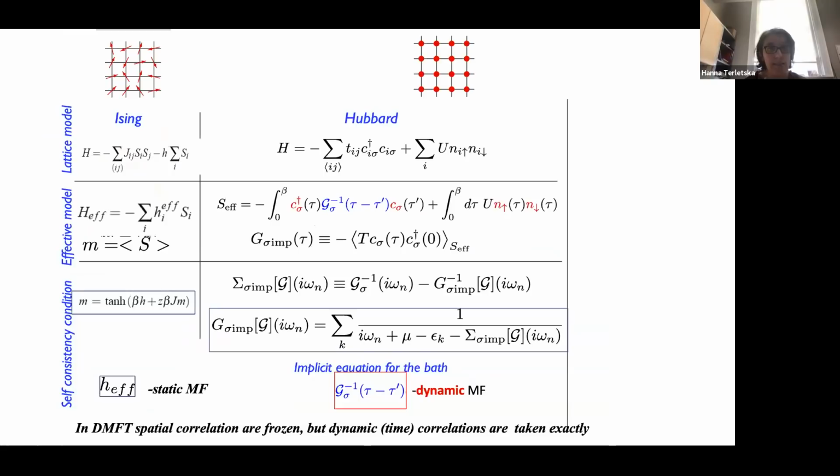And this slide is just to show you some similarities between the static mean field and the quantum impurity case.